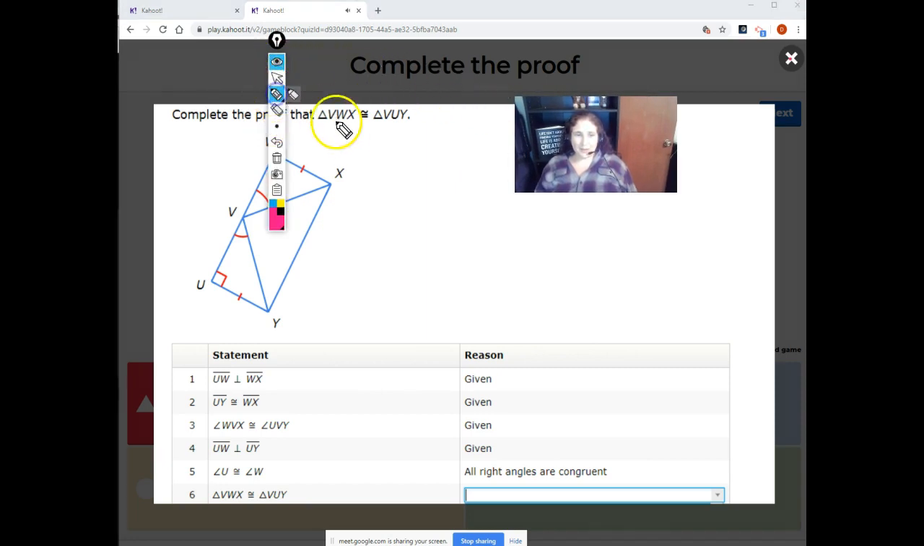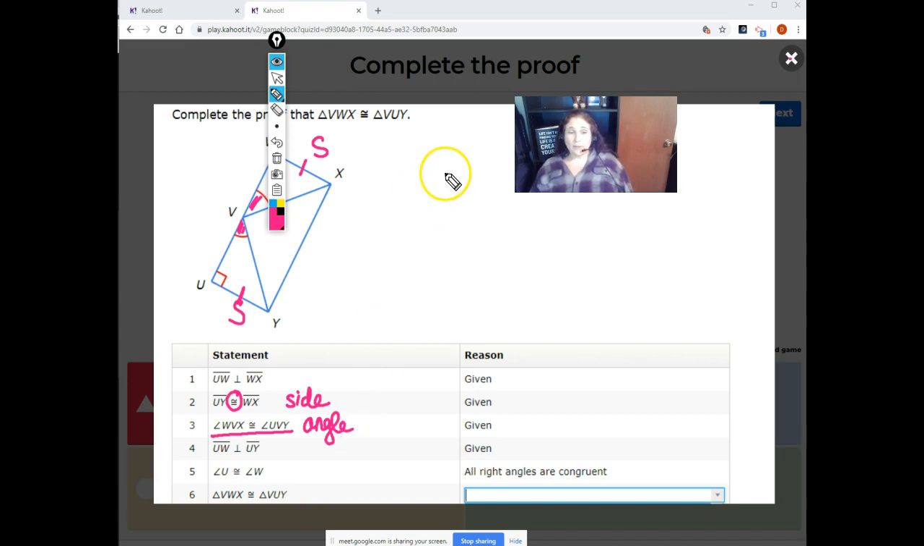All right, first of all, the main thing we need to pay attention to is, what do they tell us? Well, they tell us it's perpendicular. They tell us that UY is congruent, so right away we have a side. Anything we care about are congruent, so here we have a side. Then it gives us an angle that tells us these angles are congruent.